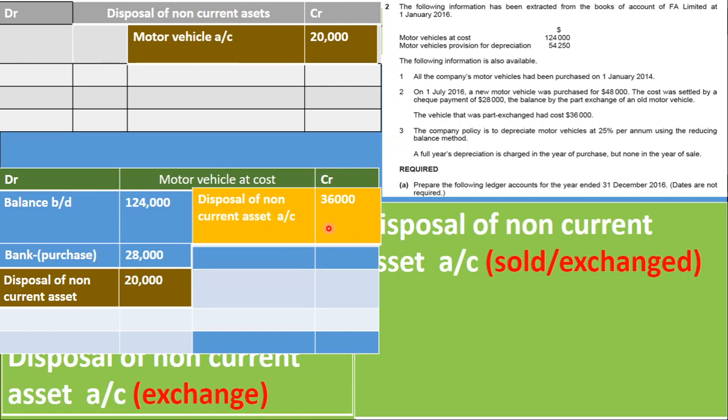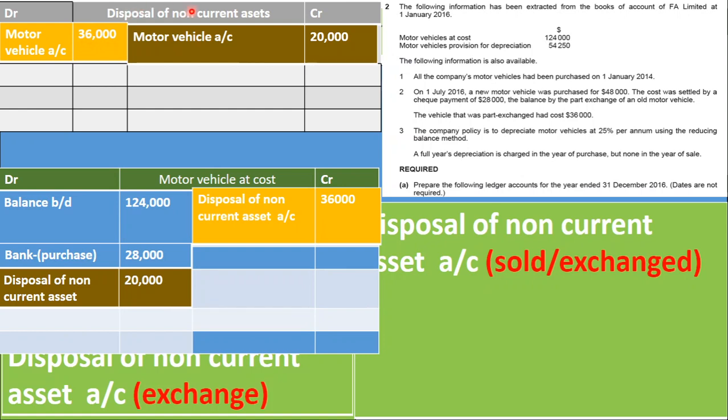So the cost of the yellow car, remember it was 36,000, so you put it here. You can see here the vehicle that was part exchange at cost 36,000. So the asset that we are exchanging or selling off, you record here because it is reducing our motor vehicles. So when you record here, again, see, it is touching disposal of non-current assets. So this is in the credit side. Now obviously it will come in the debit side here, this entry there. See, even there. Have you understood this?